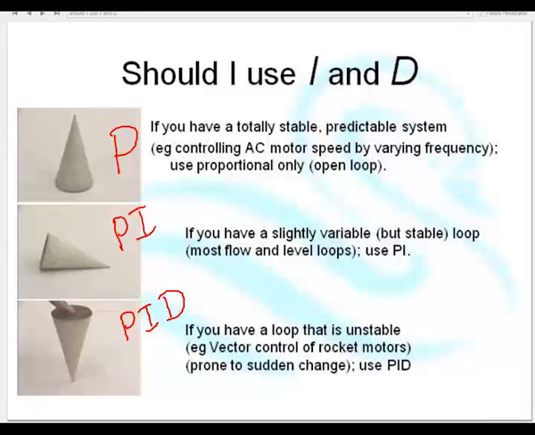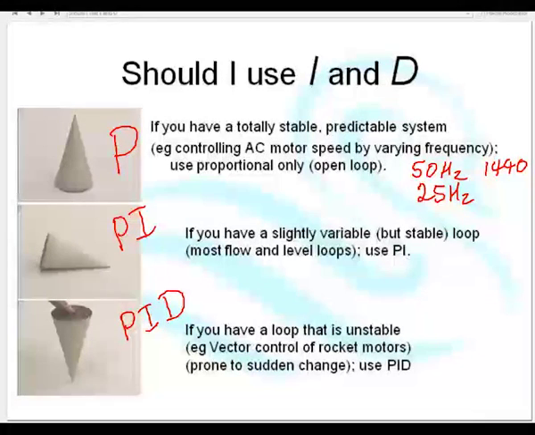So, a couple of questions. Let's take a system which is entirely predictable. Let's say an AC motor. A 4-pole AC motor running at 50 Hertz would be going roughly what speed? How many RPM? Okay, round about 1500. Let's call it 1440 because I've got a little bit of slip there. So if I'm going 1440 RPM at 50 Hertz, what would I be doing at 25 Hertz?